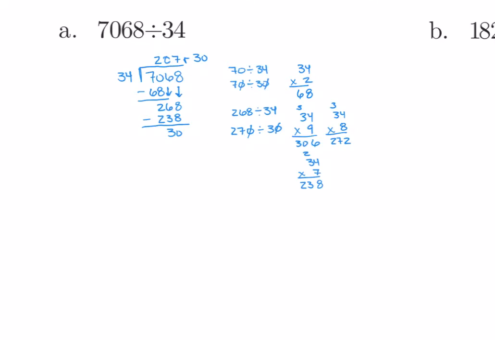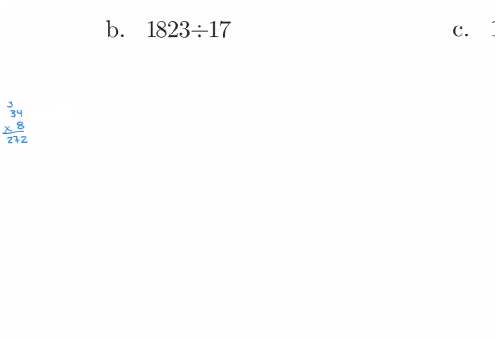All right, let's go ahead and try a couple more. Let's try 1823 divided by 17. 1823 goes inside, 17 goes outside. The first number I can divide by 17 is 18. I'm not going to do my rounding trick on here because 17 is very close to 18. I know it goes in once.